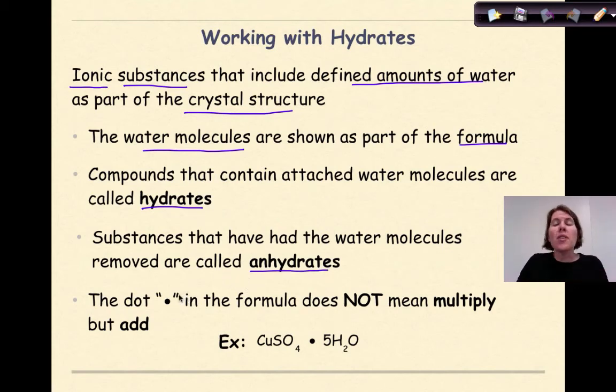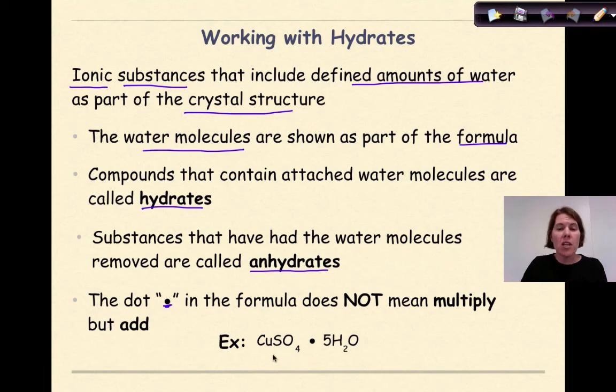Now, I know this is an issue with everyone. I fully acknowledge it, but you must deal. The dot, which many of you know as multiply in math, the dot in chemistry, especially found in a hydrate formula, means add. Adding, we're adding. So the gram formula mass of your anhydrate plus the total mass of your water. The dot in the formula does not mean multiply, but add.